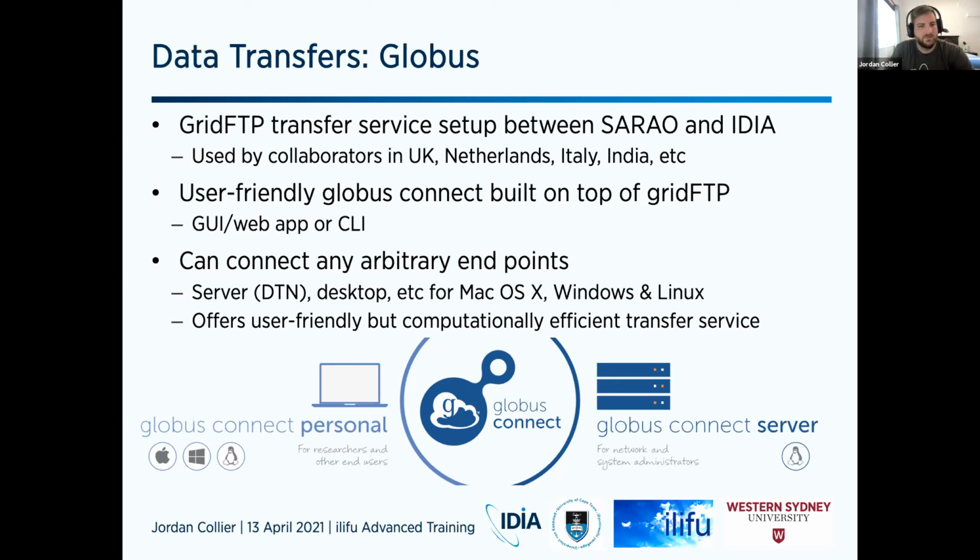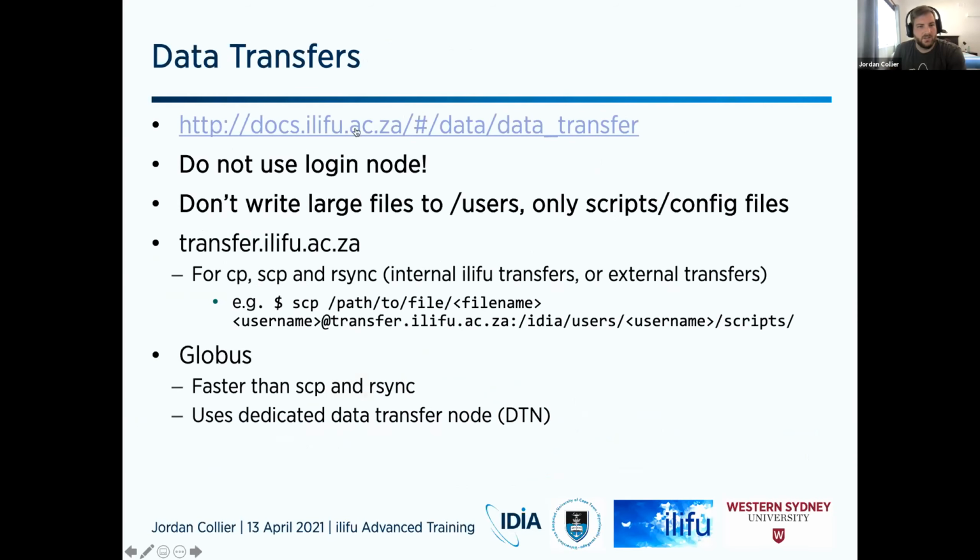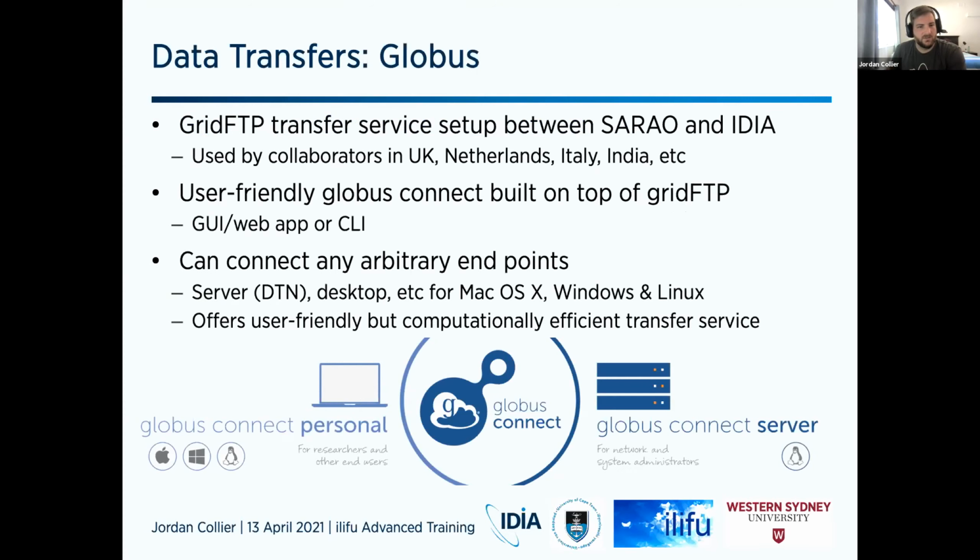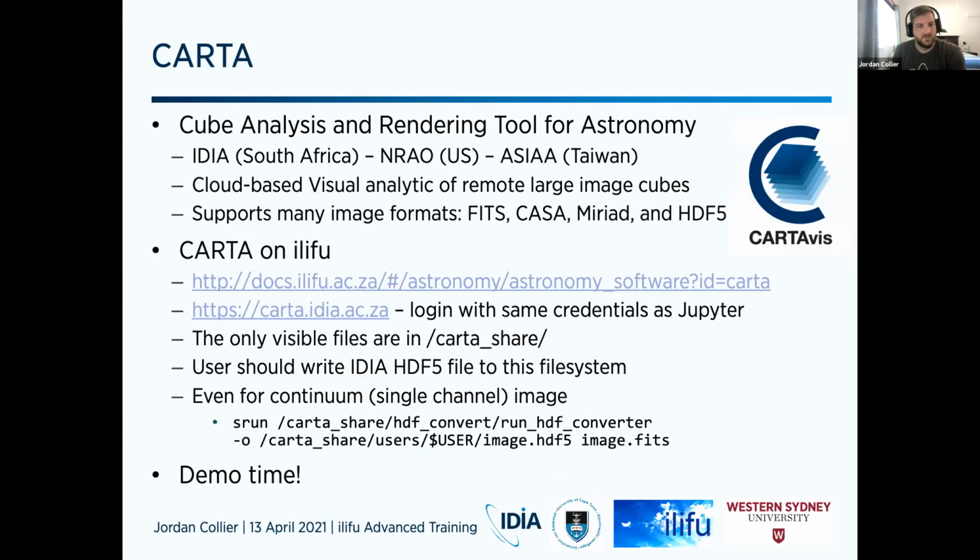It's got a very user-friendly interface built on top of GridFTP via Globus. So it has this web app. It also has a command line interface. You can connect it to any arbitrary endpoint, such as a server or your own desktop. It has versions for Mac, Windows, and Linux. And so while it's very computationally efficient, it's also very user-friendly. So this is something I encourage you to investigate. You can find it at the URL there. It's got very straightforward information about how to install it on your desktop and how to log in to the web app and make use of it.